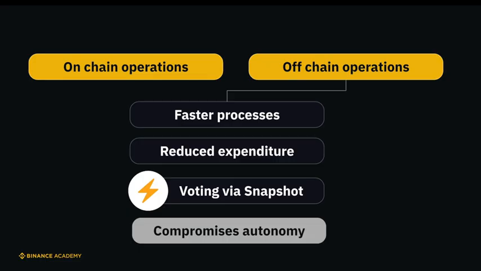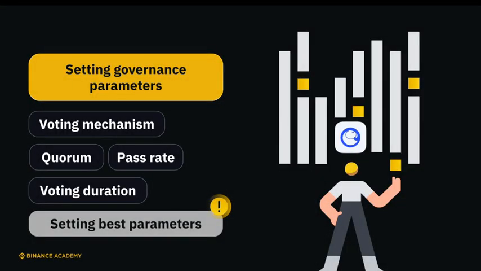It's worth noting that some DAOs use both on-chain and off-chain operations. This hybrid strategy allows some activities to be conducted off-chain, resulting in faster processes and reduced expenditure on gas fees. For instance, DAOs can leverage off-chain voting platforms like Snapshot for voting procedures. This, however, introduces some compromise to the autonomous aspect of DAOs, because someone needs to execute the off-chain vote results manually.